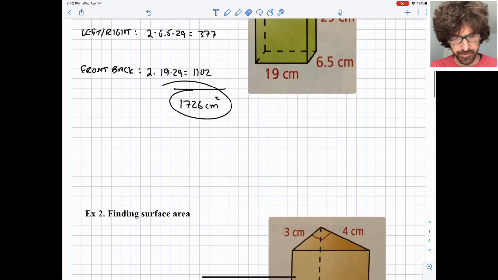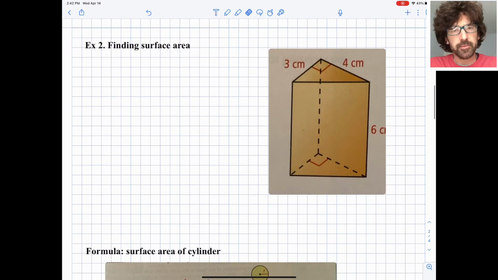Just stay organized. Let's do a little bit of a harder one, finding the surface area of this triangular prism. So the two bases are right triangles. And then we have three lateral faces that are rectangles. So again, let's do top and bottom.